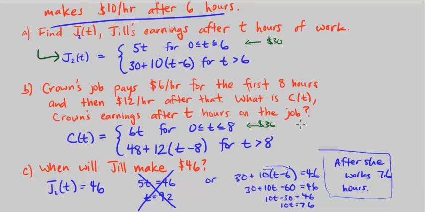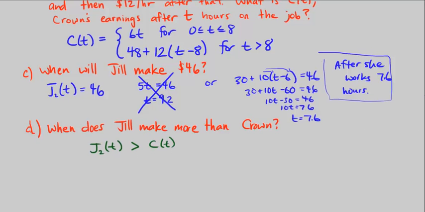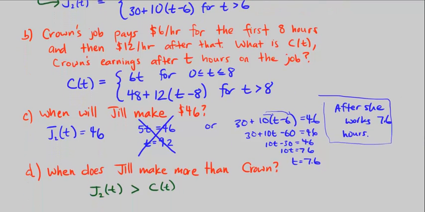36 in 6 hours, right? So he's going to be making more for the first 6 hours for sure, because he's getting paid $6 an hour while Jill's only making $5 an hour. But we want to know where J of T is greater than C of T, or this is J2 if we called Jill J2. We know 5T is never going to be greater than either one of these, but we know this might be, so let's look at those regions.